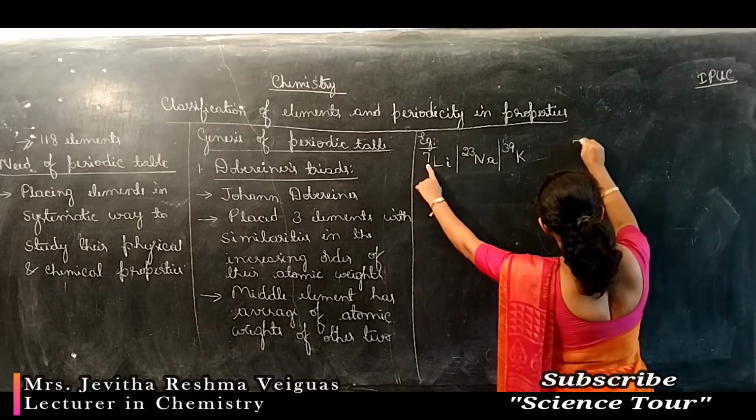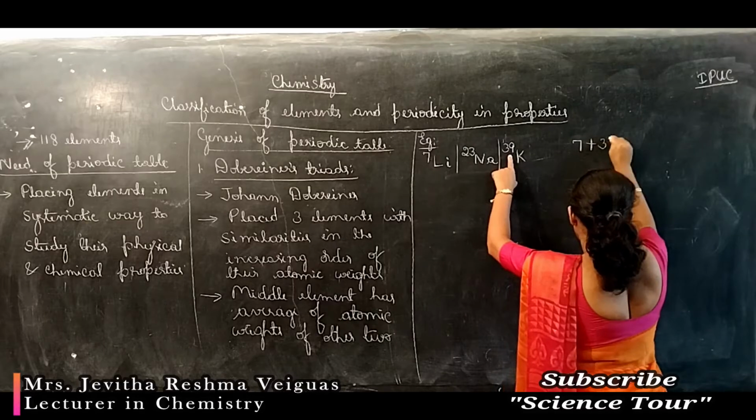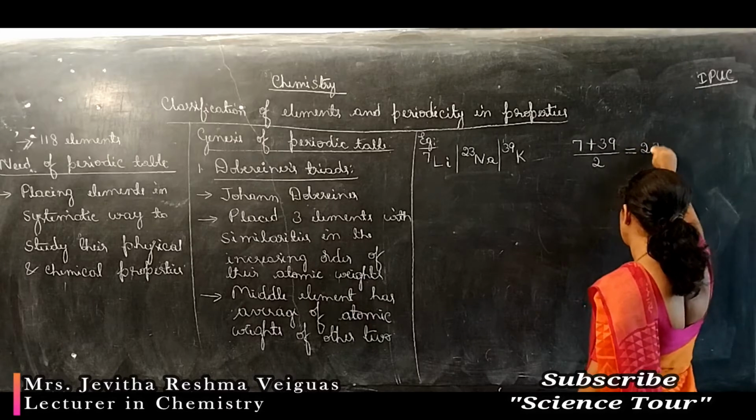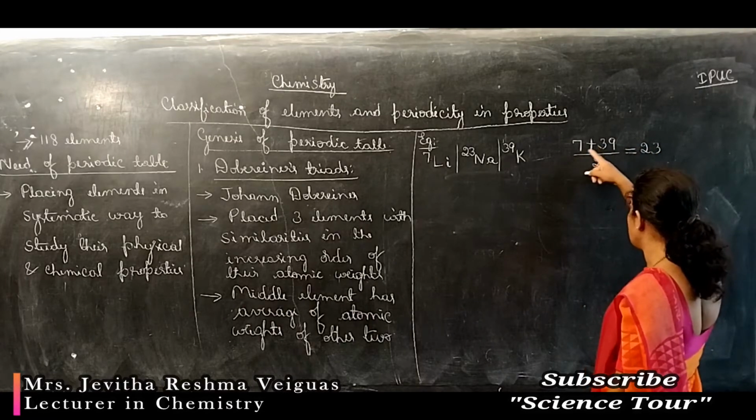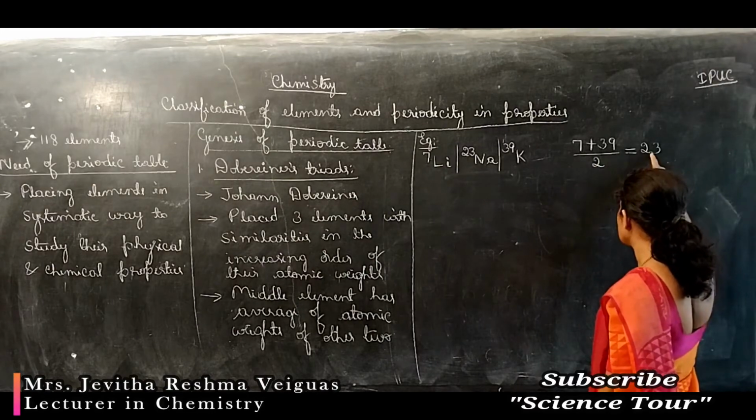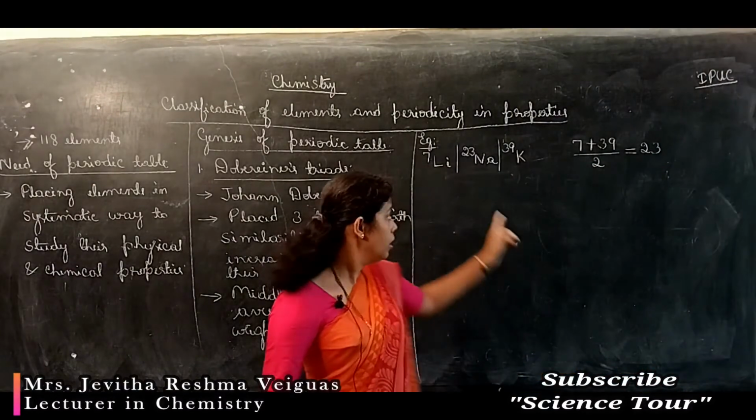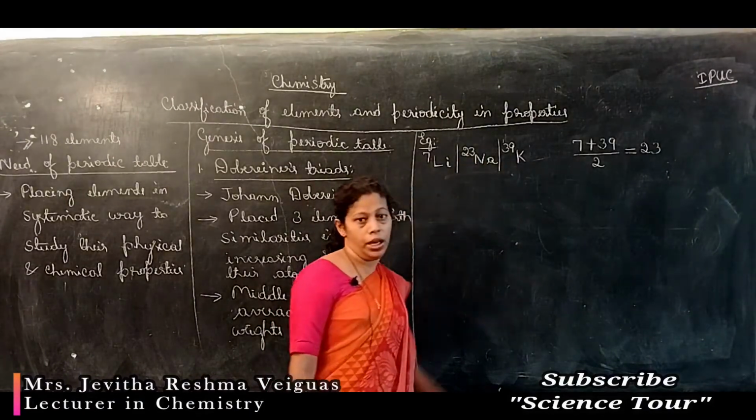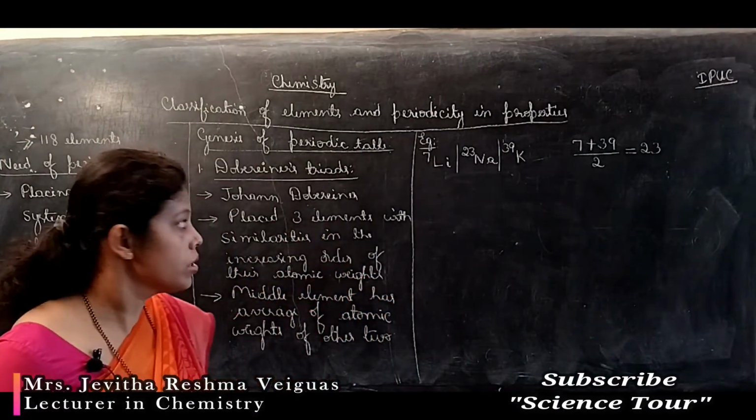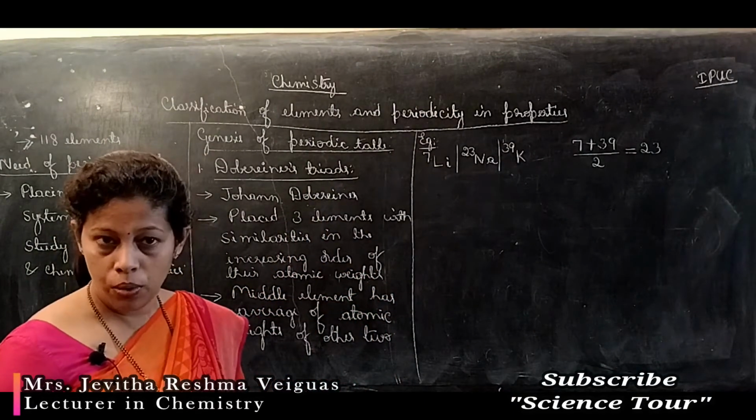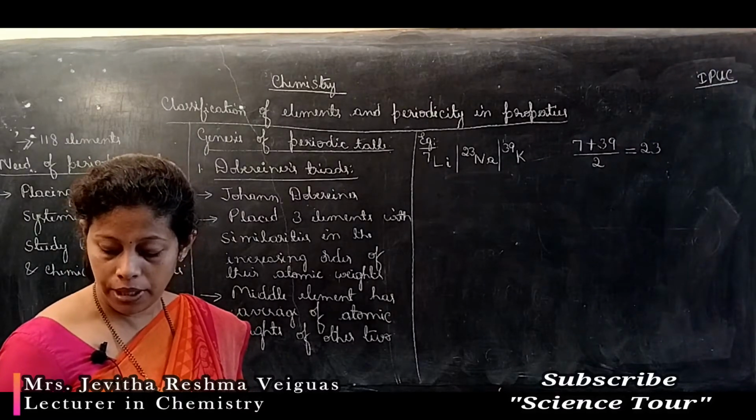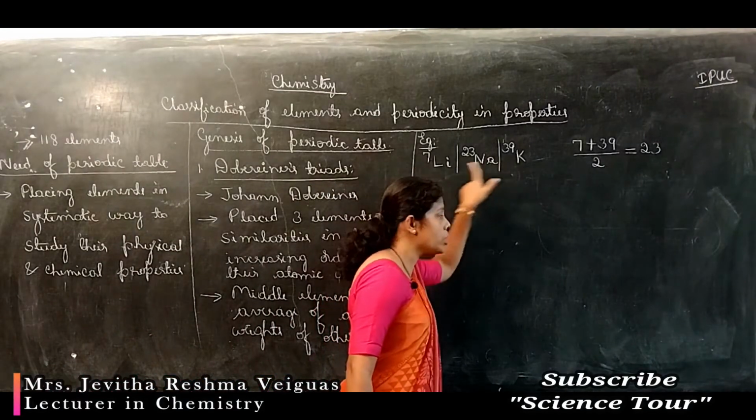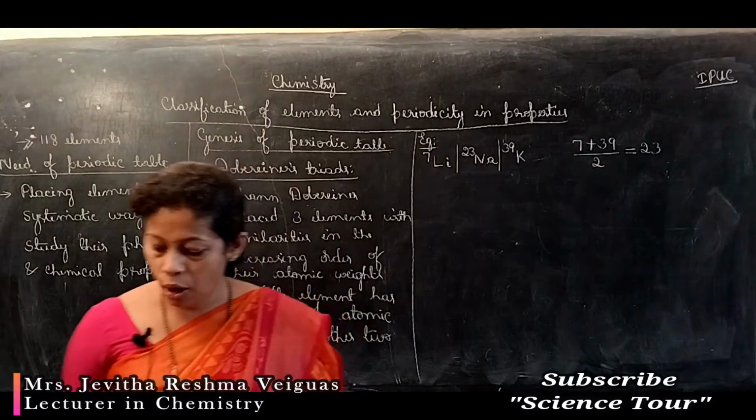Let's add the atomic weights of lithium and potassium and take the average. 7 plus 39 is 46. 46 divided by 2 is 23. Look here. We have 3 elements: lithium Li, sodium Na, potassium K. Their atomic weights are in increasing order. So he arranged the elements with similar properties in the increasing order of atomic weights. The middle element has the average atomic weight of the other 2. This is one Dobereiner triad.